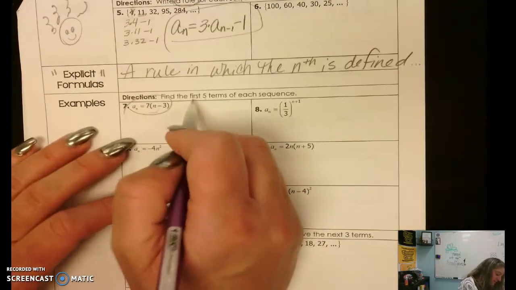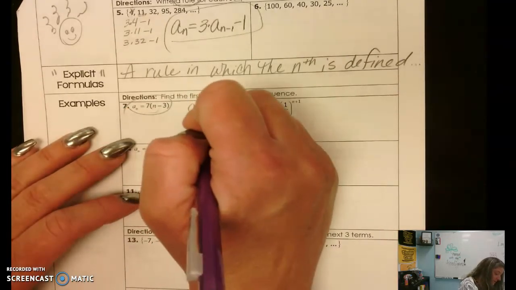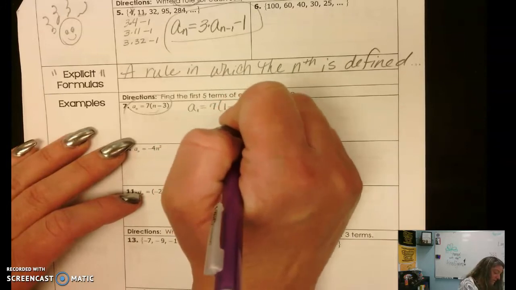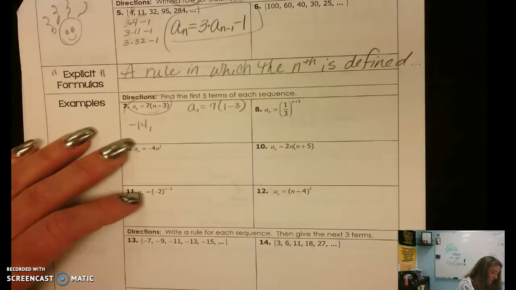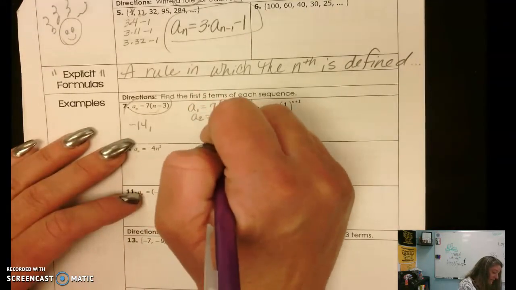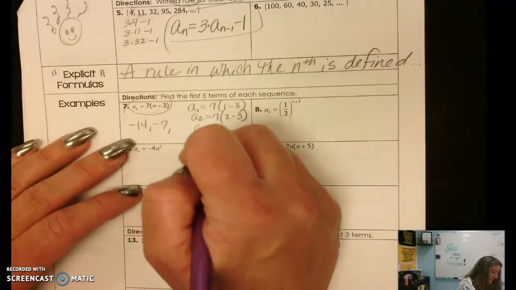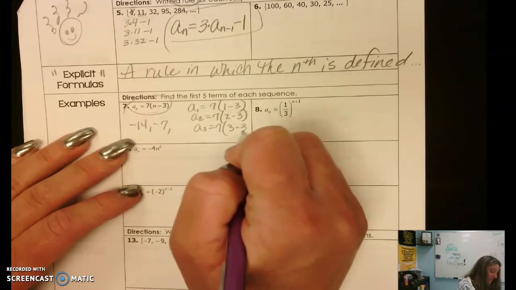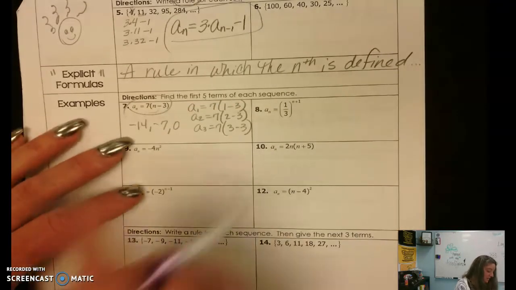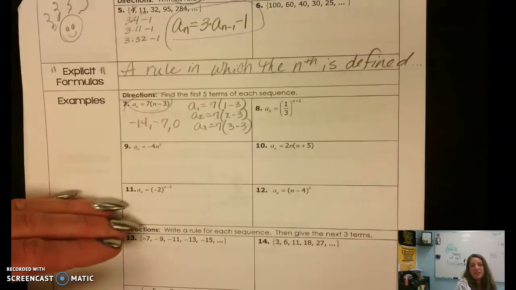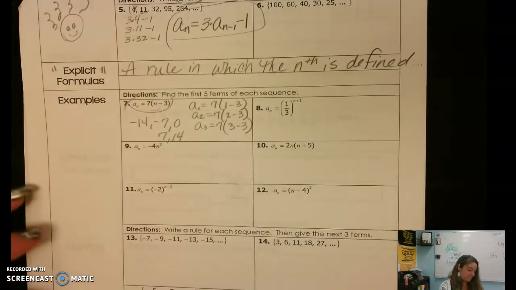So let's go find the first 5 terms here. a of 1 is going to be 7 times 1 minus 3, which is negative 2, times 7, so negative 14. a of 2 is going to be 7 times 2 minus 3, so that's negative 7. a of 3 is going to be 7 times 3 minus 3, which is 0, times 7 makes a 0. And then sometimes you get lucky and you can see the pattern and finish out the 5 numbers. So the next ones will be 7 and then 14.